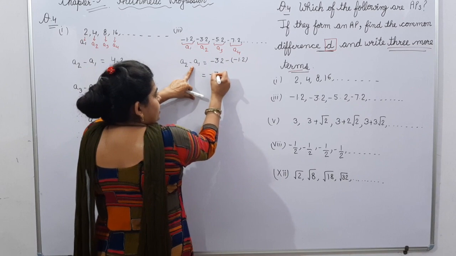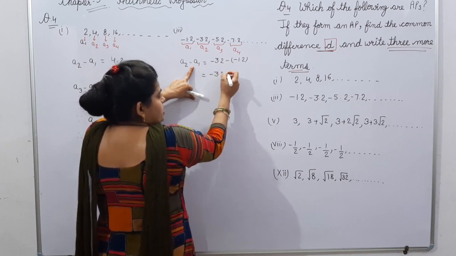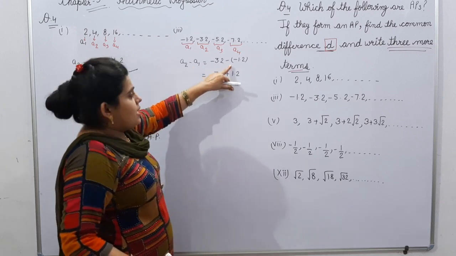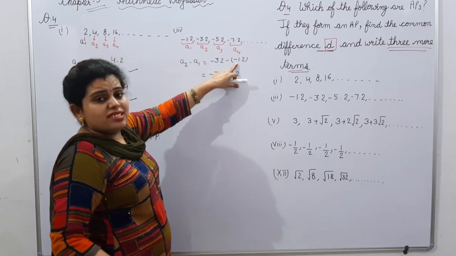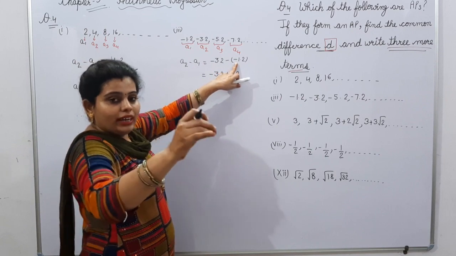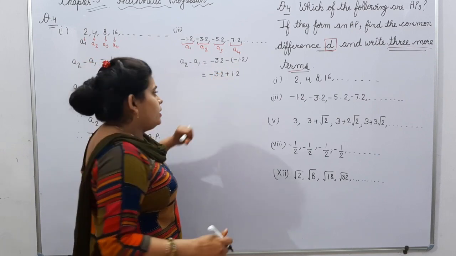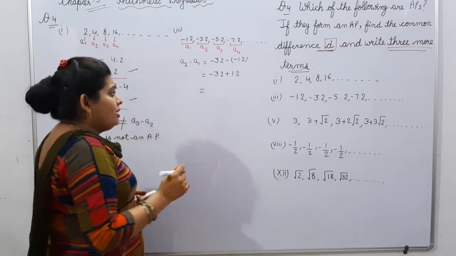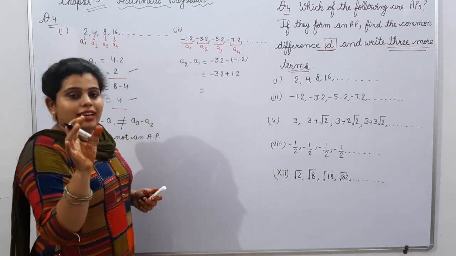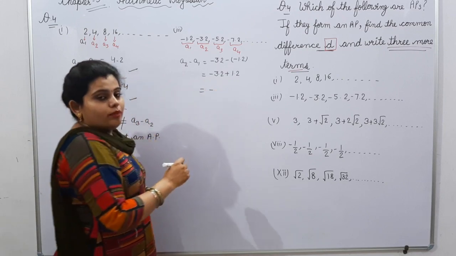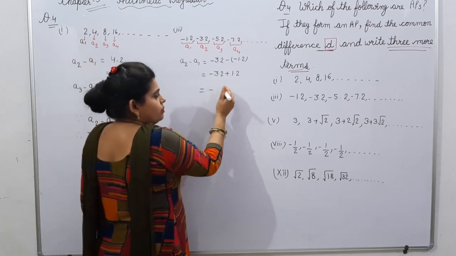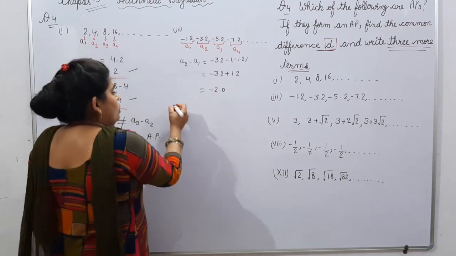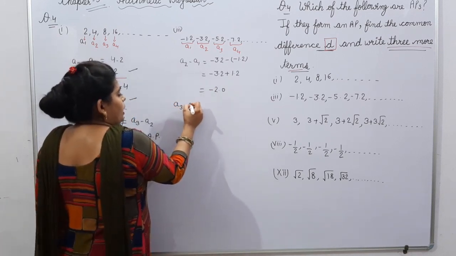Now minus 3.2, minus minus plus 1.2. When one minus sign is outside the bracket, then the sign of the bracket changes, so minus becomes plus. Now from here, plus and minus, we do subtraction, and since the number with the minus sign is greater, the minus sign will come. On subtracting, what will we get? Minus 2.0.